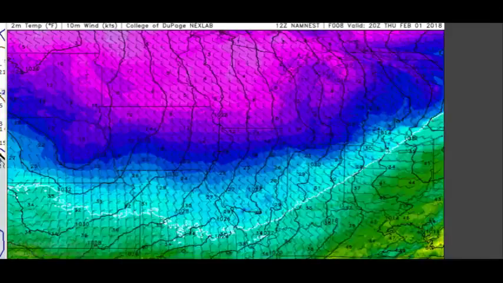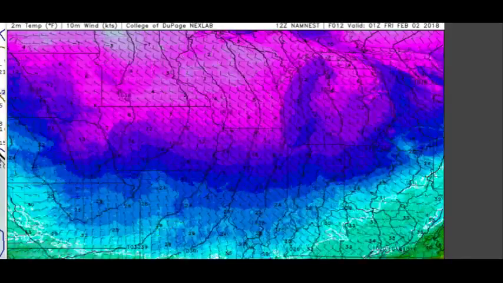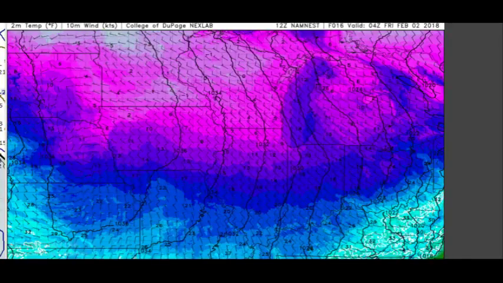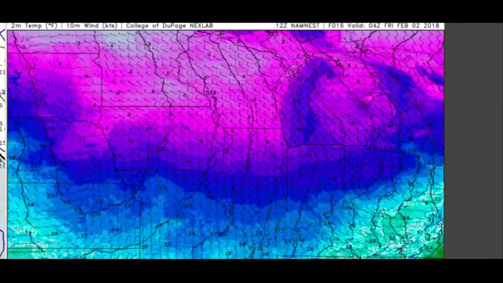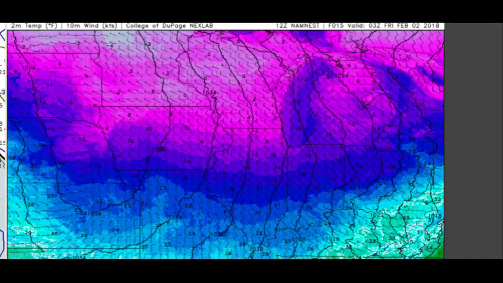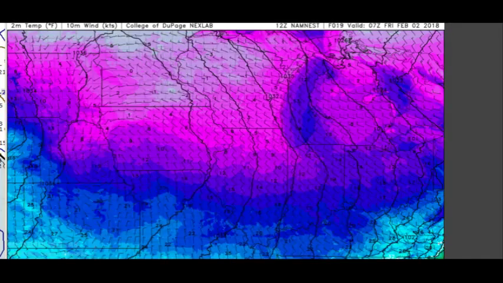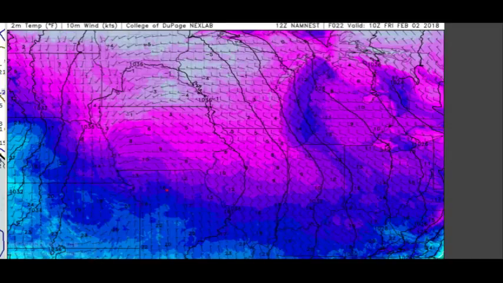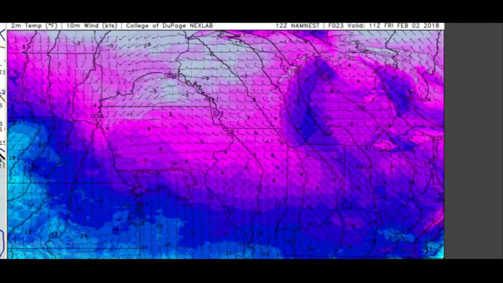So let's track the cold air coming south. Not much of an advance of cold. Well, I guess it does kind of come on down. So there it is, spreading southward. It's just not heading down towards Missouri, Arkansas, Oklahoma, and all that. It's mostly heading southeast.